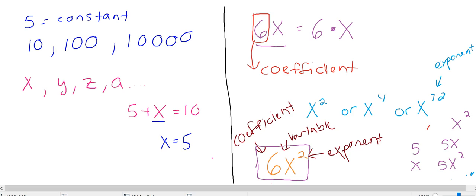Now, what would happen if we had a term that did have something being added or subtracted from it? Let's say we have x plus 5. Here we have a variable and a constant being added to that variable. This is no longer a monomial because it has an addition sign between the two terms. Each one of these is its own term. The x is one term, and the 5 is a different term. This is what we call a binomial because it has two parts.